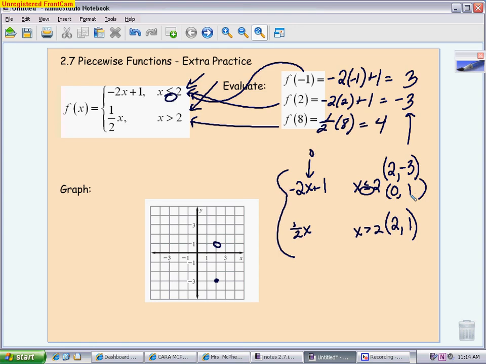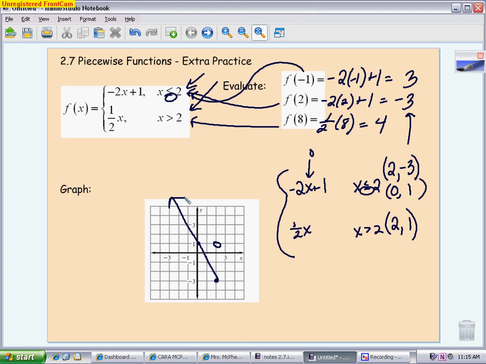What that tells me is the direction of the ray. It starts at 2, negative 3, where you put the closed circle, and then if you graph 0, 1, and you connect those and draw a ray, that's the ray heading to the left. It's the less than side, which will always be the ray heading left. So there's one piece of my piecewise function.